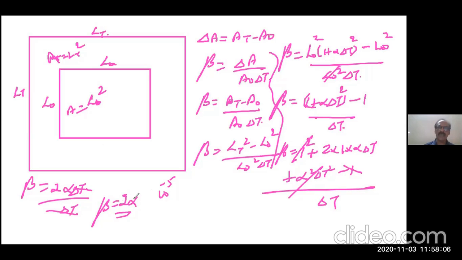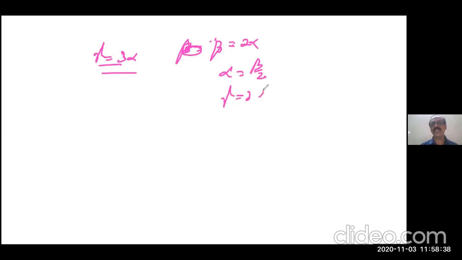Clear? If the coefficient of linear expansion is alpha, the coefficient of areal expansion will be beta. Agreed? Same way we can show gamma also. You can see the derivation is there. You can read it. Clearly we can see gamma is equal to 3 alpha. So beta is equal to 2 alpha, or alpha is equal to beta by 2. Gamma is equal to 3 alpha, then alpha is equal to gamma by 3.